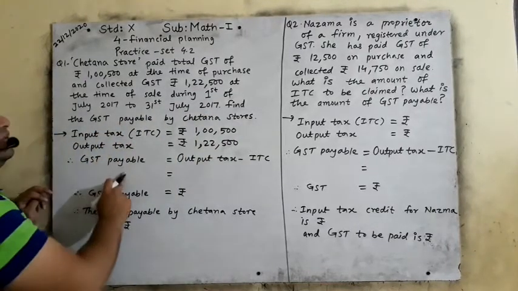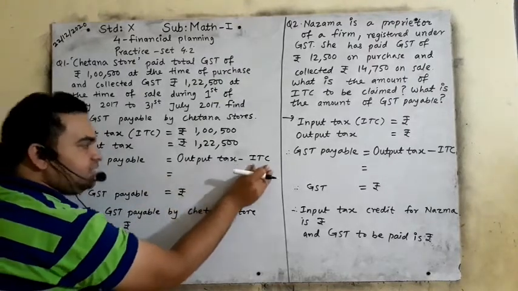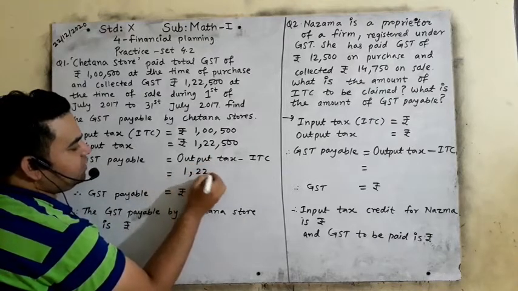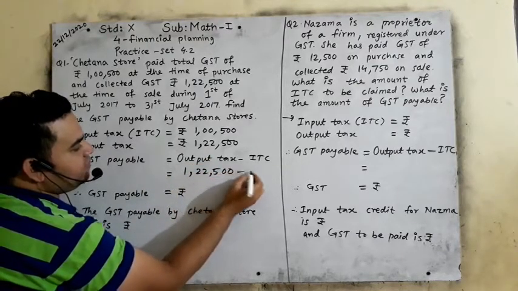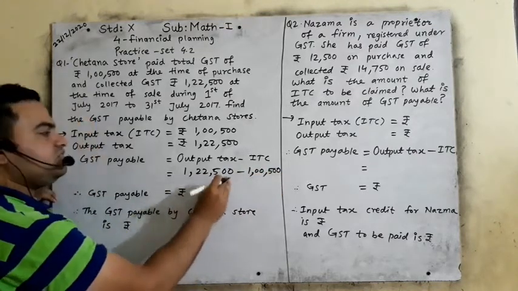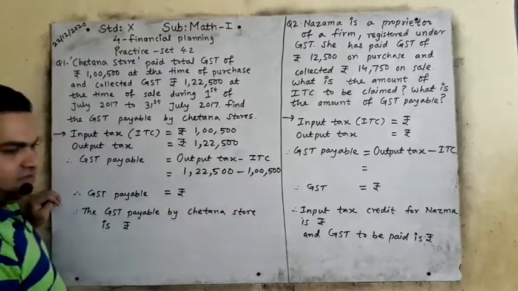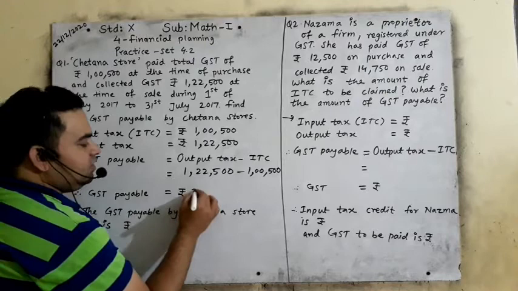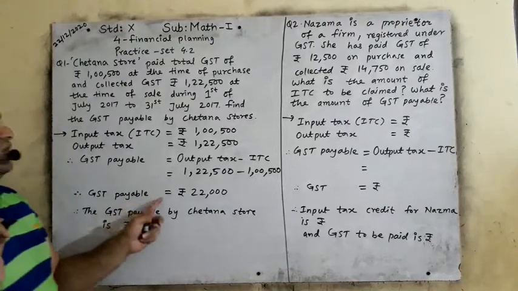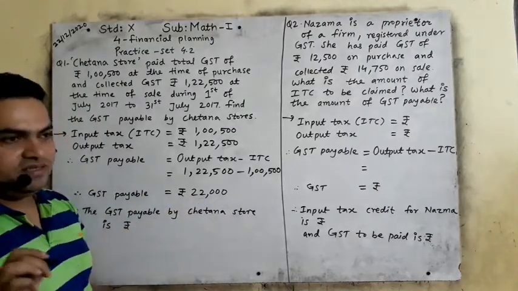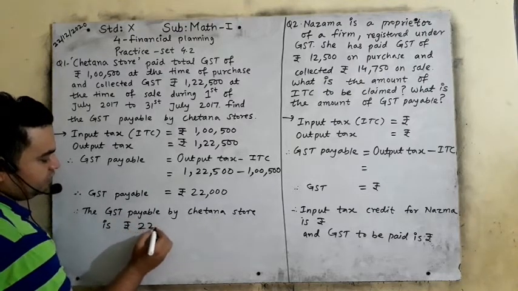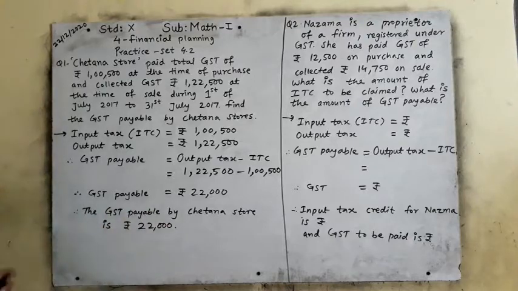Okay, so GST payable is equals to output tax minus input tax, that is ITC. So output tax is always greater, that is 1,22,500 minus 1,05,500. So from 1,22,500, 1,05,500 we will deduct, we will minus. So what will remain? That is 17,000. Is it clear? So GST payable will be rupees 17,000. Okay, so the GST payable by Chetna store is rupees 17,000. I hope you understood how to solve this.